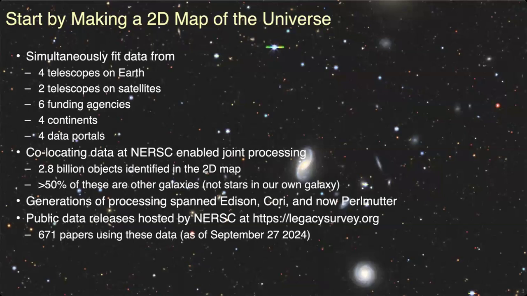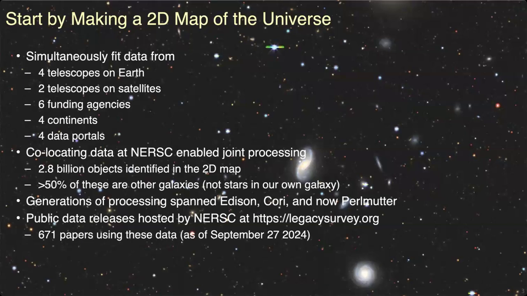More than half of those are not stars in our own galaxy. They're galaxies and quasars far out there. And the different generations of making this map have spanned Edison and Cori, and now we're working on making the next version of this using Perlmutter with even more data that we've obtained in the meantime.